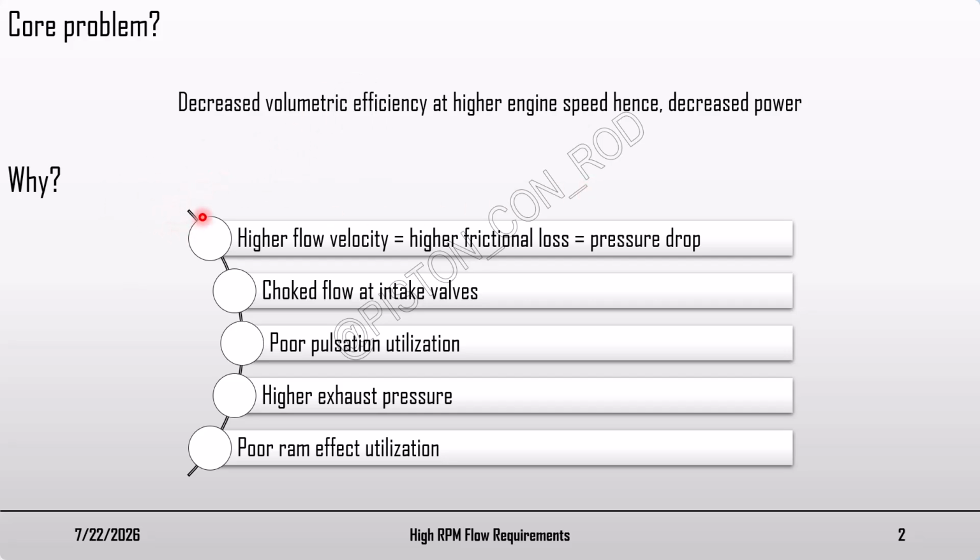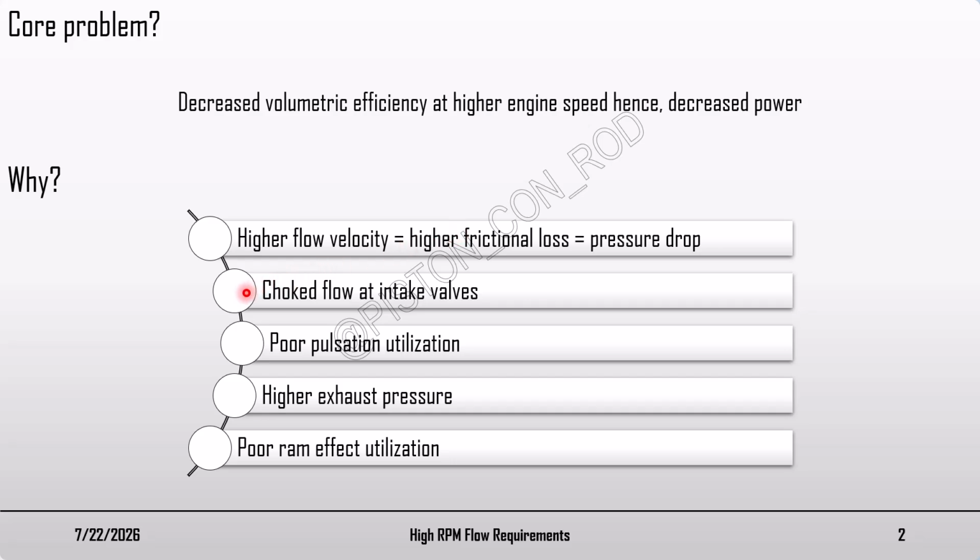I have created a list here of the main reasons why this happens. The first one is higher flow velocity. When the RPM goes up, the flow velocity also goes up, and it scales with the RPM. So at higher RPMs, we have higher flow velocity. This means higher frictional losses, and this translates into more pressure drop. When you have more pressure drop throughout the system, you get lower volumetric efficiency and hence lower power and torque.